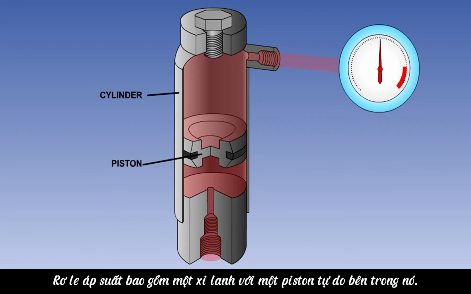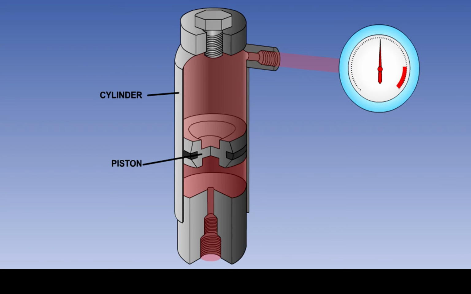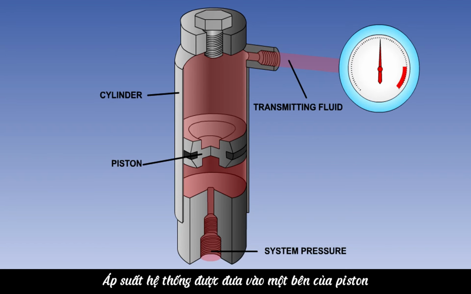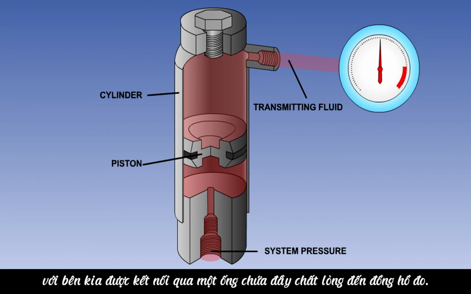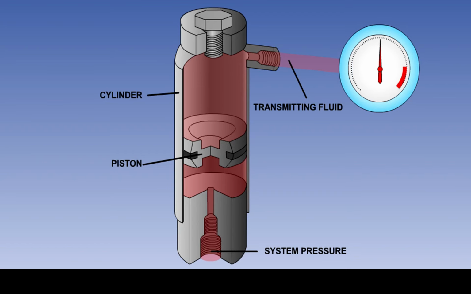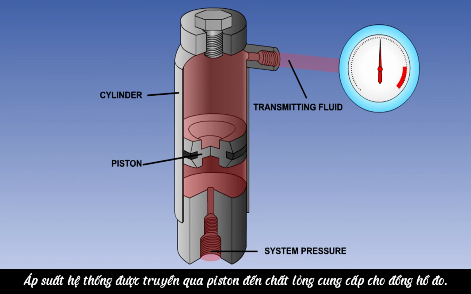The pressure relay consists of a cylinder with a free-floating piston inside it. System pressure is fed into one side of the piston, with the other side being connected through a pipe filled with fluid to the gauge. System pressure is transmitted through the piston to the fluid supplying the gauge.